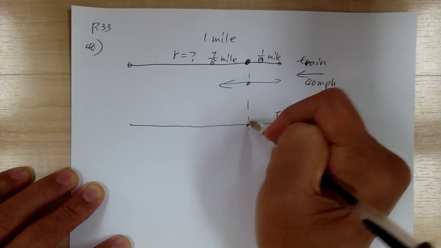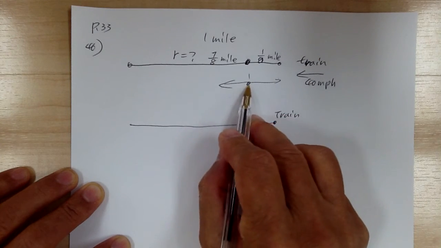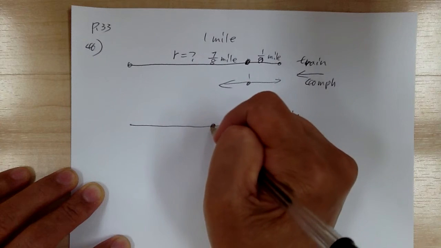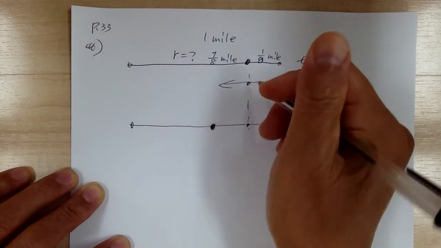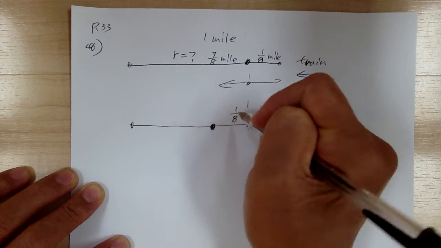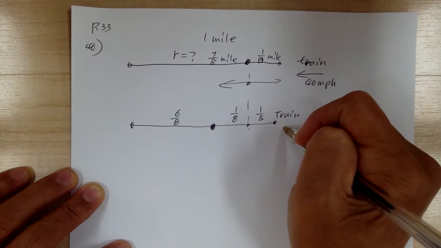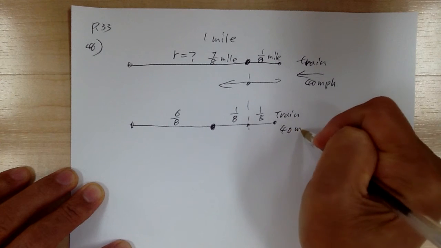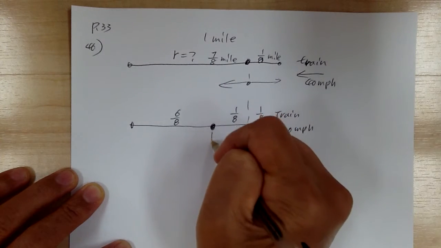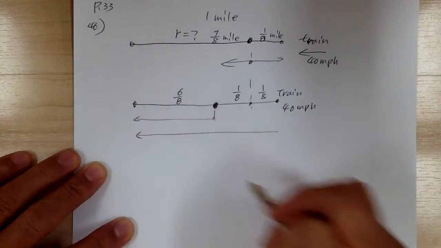Now, because they're going at the same speed, if this is going 1/8, this person is going 1/8 also right over here. So this is 1/8, this is 1/8, and this would be 6/8 of a mile. And the train is 40 miles per hour. So now the cyclist is over here, going this way, and the train is going to go this way.